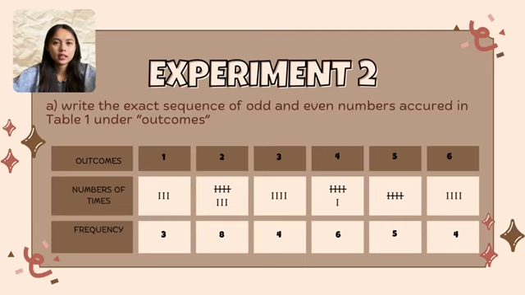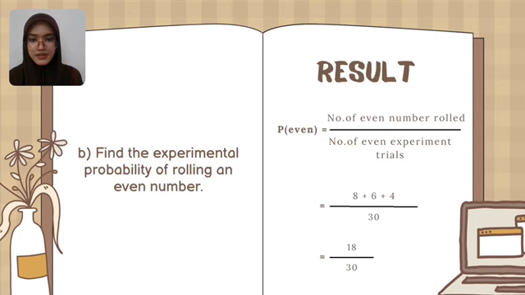Next is data analysis. For experiment 2, question 1 is: write the exact sequence of odd and even numbers accurately in table 1 under outcomes. The first outcome is 3 and the second outcome is 8, the third outcome is 4, the fourth is 6, the fifth one is 5, and the last one is 4.